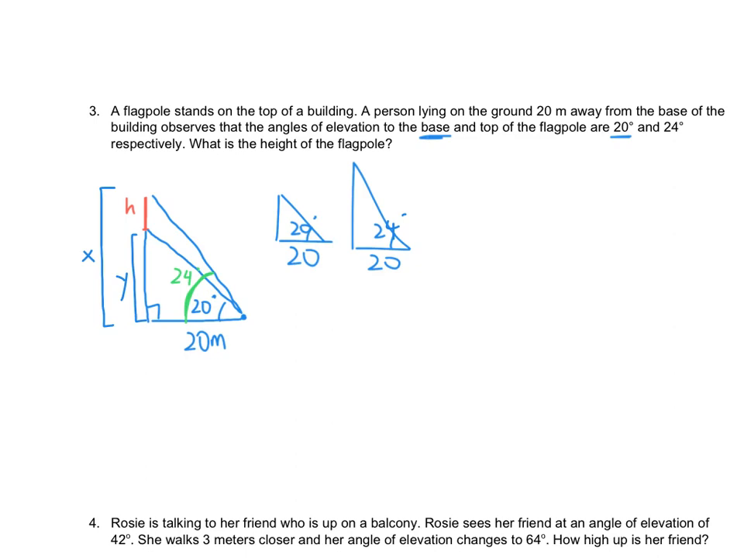And in both of these scenarios, x and y are opposite. The 20 is adjacent to both of the reference angles, and the hypotenuse sides are both blank. So if we think about opposite and adjacent, that is tan once again. So I want you to pause the video here, set up your two tan ratios to solve for x and y, and then go ahead and find the height of the flagpole.